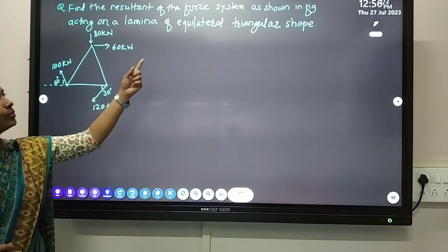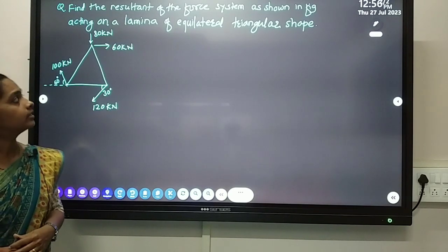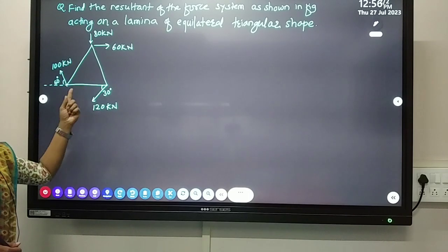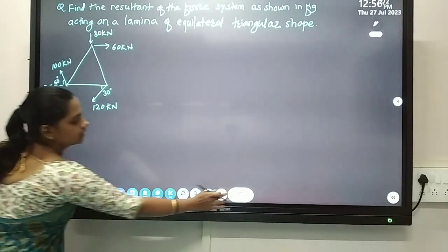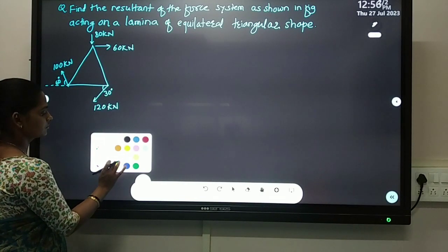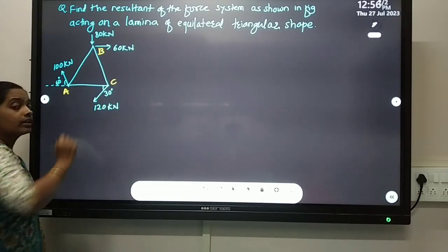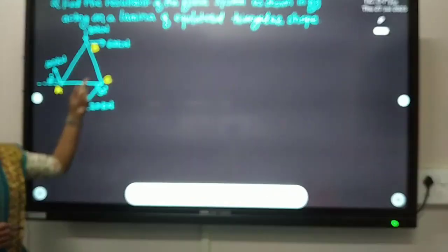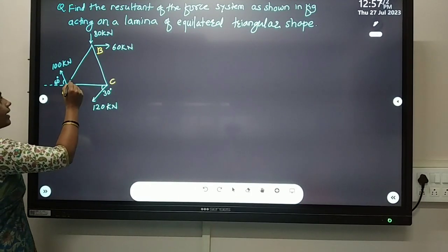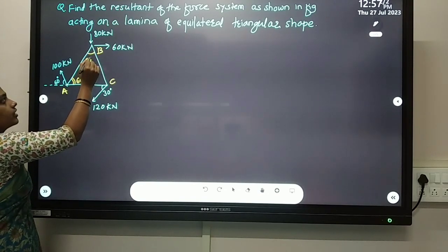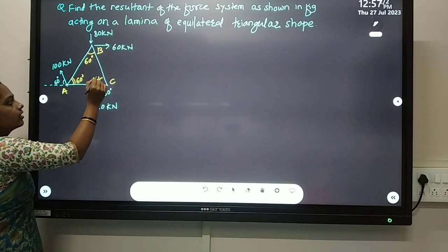Find the resultant of the force system as shown in figure acting on a lamina of equilateral triangle. This is the equilateral triangle, just call it as triangle ABC. Okay, what are the properties of equilateral triangle? Yes, all the sides of the triangle are same and the internal angles are 60 degree each, 60 degree, 60 degree and 60 degree. All right.